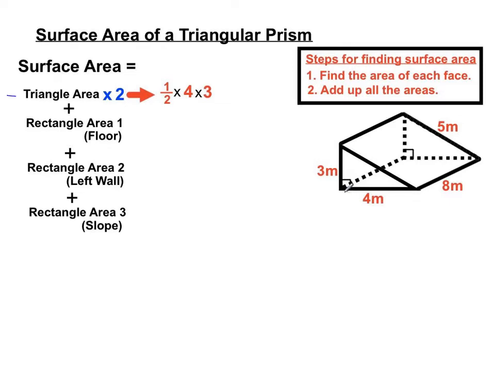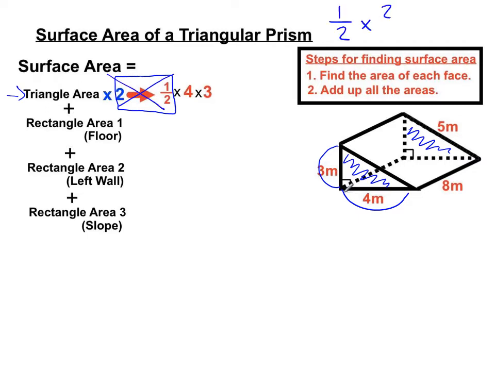Okay, so they've said the triangle area is 2, so the triangle is this guy here, and there's 2 of them, and they are 1/2 base times height, so 1/2 of 4 times 3. But because there's 2 of them, technically we don't need this part, because 1/2 times 2, everything cancels out and you're just left with 1. So when you're finding the surface area of a triangular prism, you end up with these 2 halves, which makes a 1. So really what you're looking at is 4 times 3 is 12.